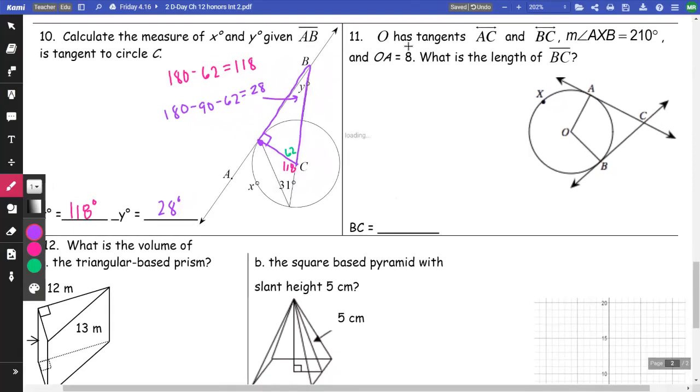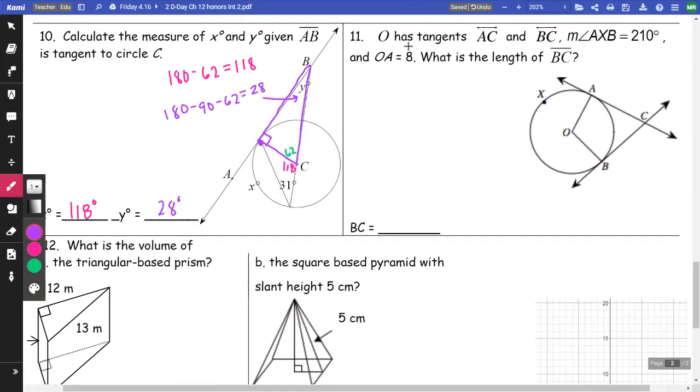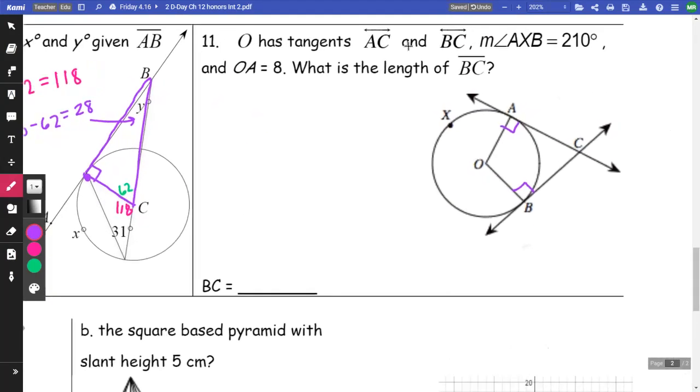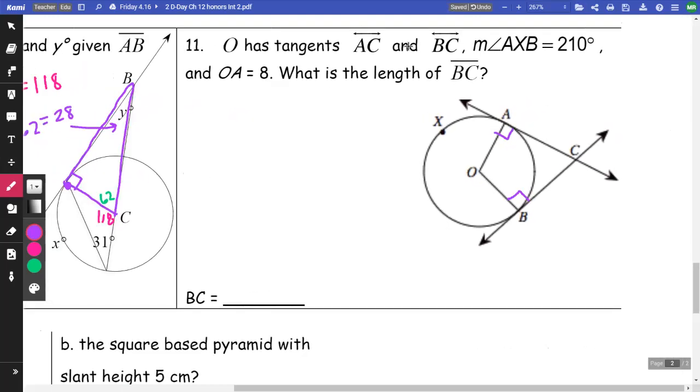On 11, we have O is tangent at AC. So this is going to form 90 degrees here. And BC, so this is going to form 90 degrees here. And we know that the measure of angle AXB is 210 degrees.